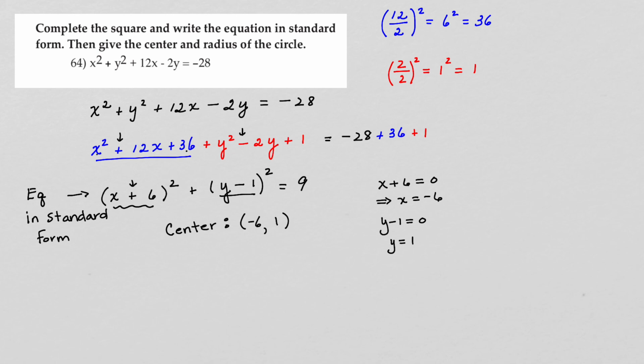That's the y-coordinate. So you can either think of it as solving those little equations, or you can just know that if you're in standard form, that means we want to say that we're in the form x minus h squared plus y minus k squared equals the radius squared. So h is always going to be opposite in sign to what we have here. And then the same thing for k. That's going to be opposite in sign. So we've got our center.